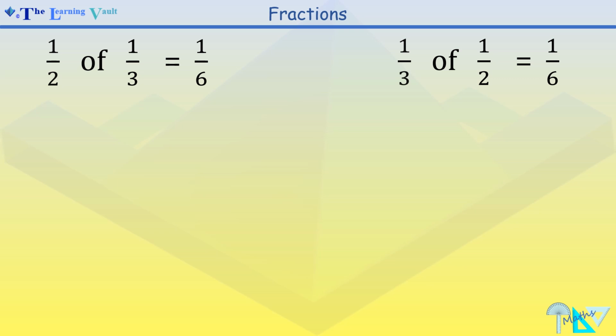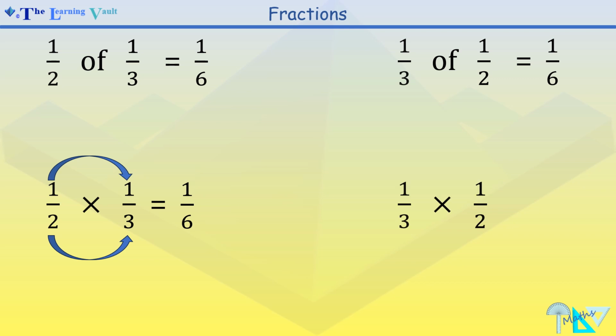Now, if we remember, to say a half of a third means we say a half multiplied by 1/3. And remembering that in multiplying fractions, we multiply the numerators and the denominators. So we have the answer as 1/6. Again, for a third of a half, we multiply 1/3 times a half. Again, using the same method, we have the answer as 1/6.